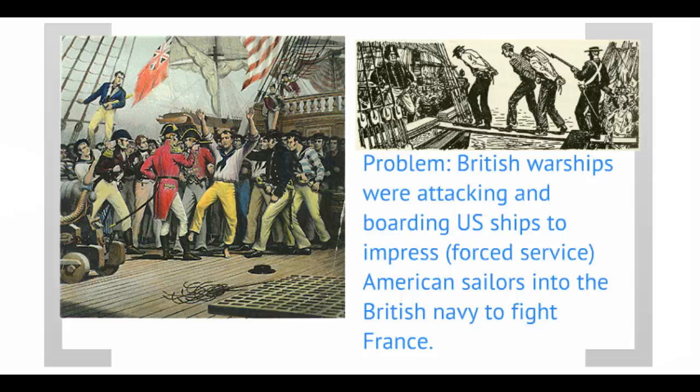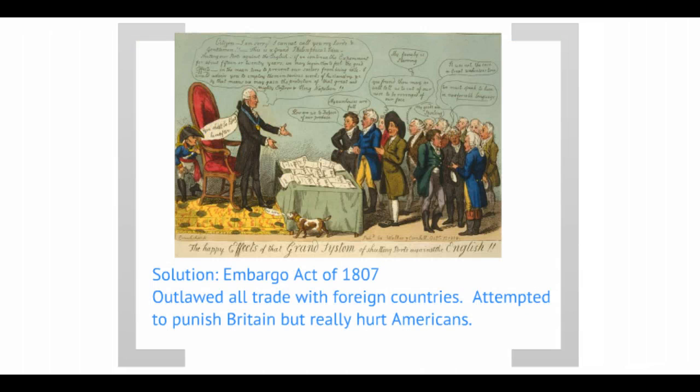This was because Britain had a shortage of sailors and was looking basically to use American sailors in their fight against France. Without a doubt, this was going to seriously anger the United States, but the United States was not in a strong position to do much to stop Great Britain from this. The solution that Thomas Jefferson came up with was to place an embargo on Great Britain.